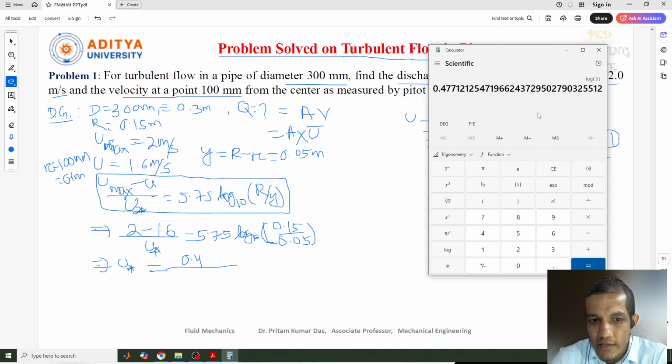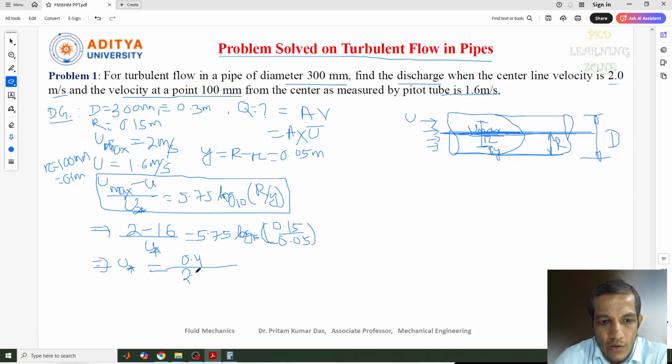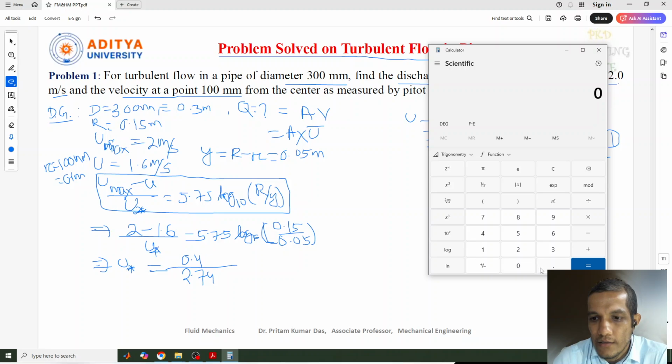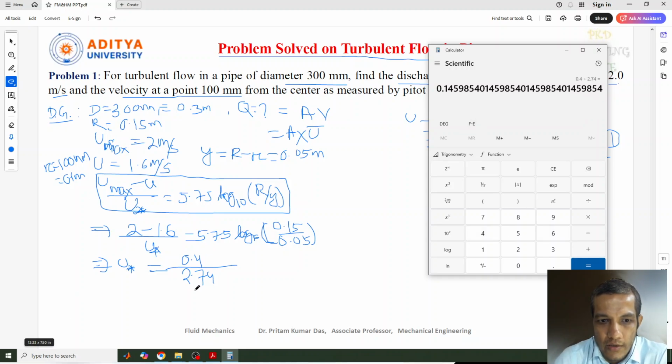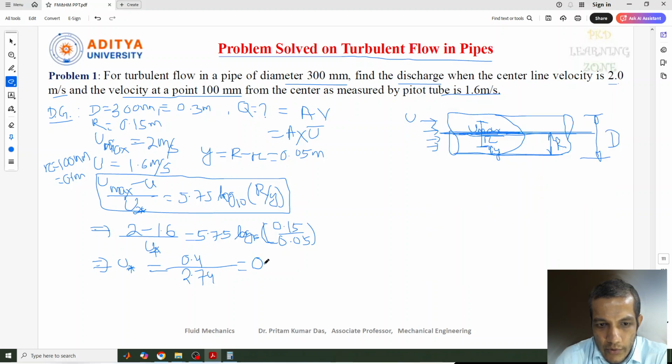So log of 3, multiplied by 5.75, this is 2.74. So that means u star equals 0.4 divided by 2.74, which is 0.145. So this is 0.145 meter per second. This is the u star value, that is the shear velocity value.